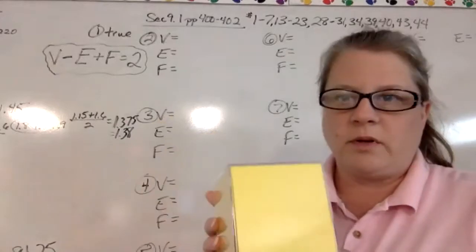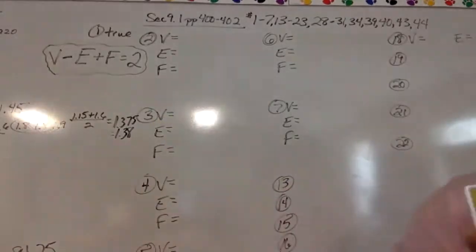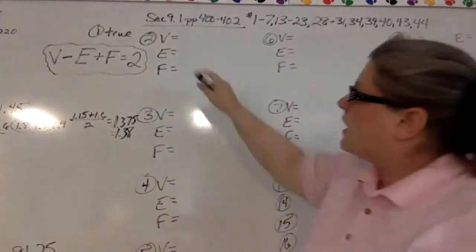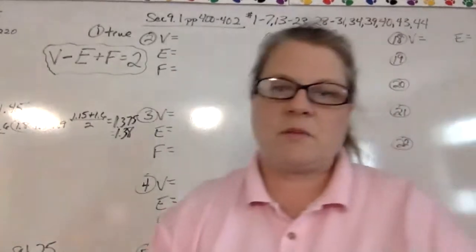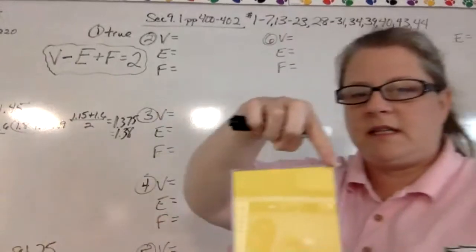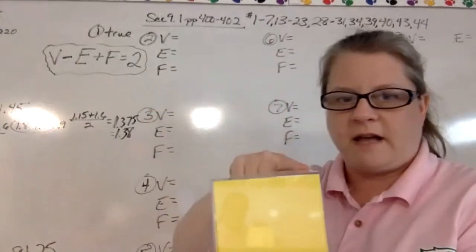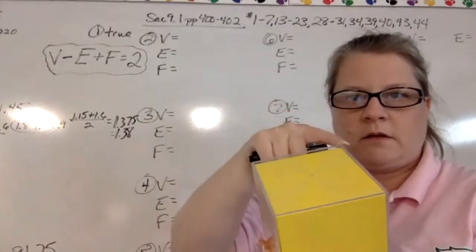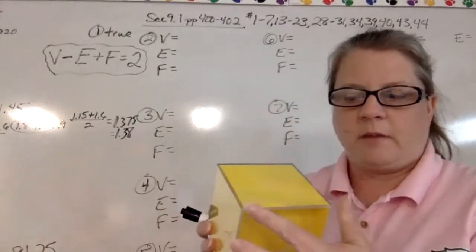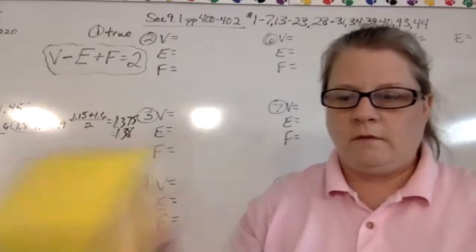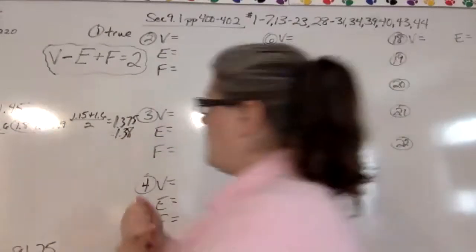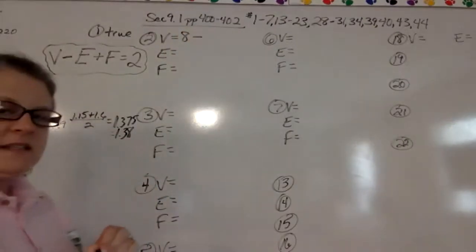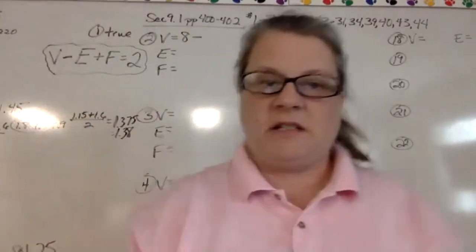This is a cube. All the sides are the same. The first thing we got to do is count the number of vertices. Vertices, remember, are the corners. So how many vertices do we have going around on the top side? 1, 2, 3, 4. 4 on the top. How many are on the bottom? 4. So we have 8 vertices minus the number of edges.